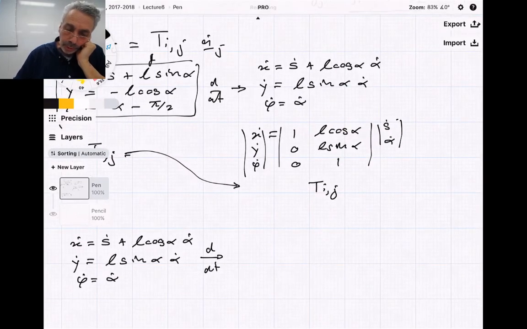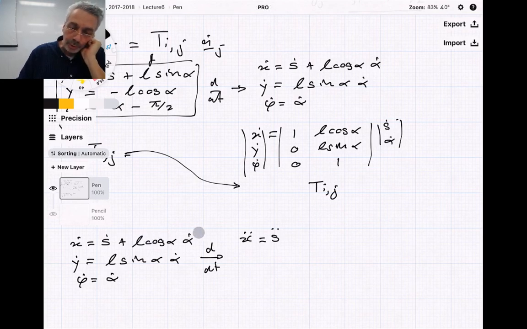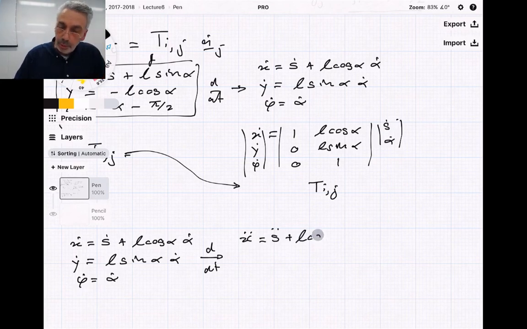What do we get? Well, we get x double dot equals s double dot. Now, you would first differentiate this, but I'm not going to do that. I first differentiate this with time, before we apply the chain rule. So plus L cosine alpha, alpha double dot. And then I differentiate this with respect to alpha and then times alpha dot. Cosine is minus sine, minus L alpha dot squared sine alpha.